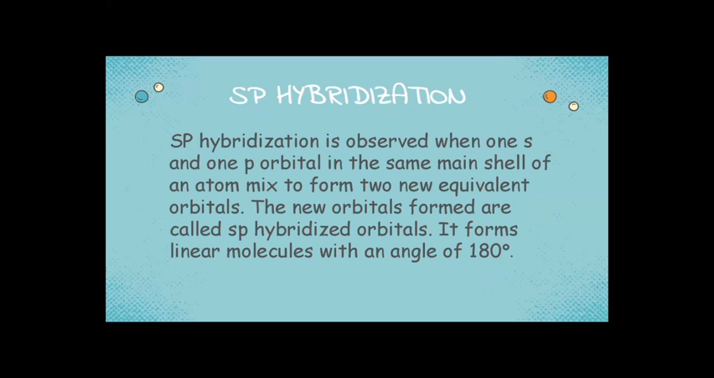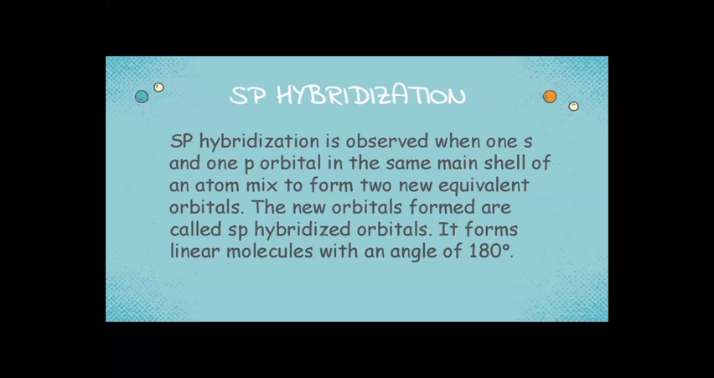The thing with sp hybridization is that one orbital is s and the other is p. It is observed when one s and one p orbital in the same main shell of an atom mix to form two new equivalent orbitals. That is, when the s orbital and the p orbital mix together, they form two hybridized orbitals that are called sp hybridized orbitals. And when the molecules are arranged, they are arranged with a bond angle of 180 degrees.